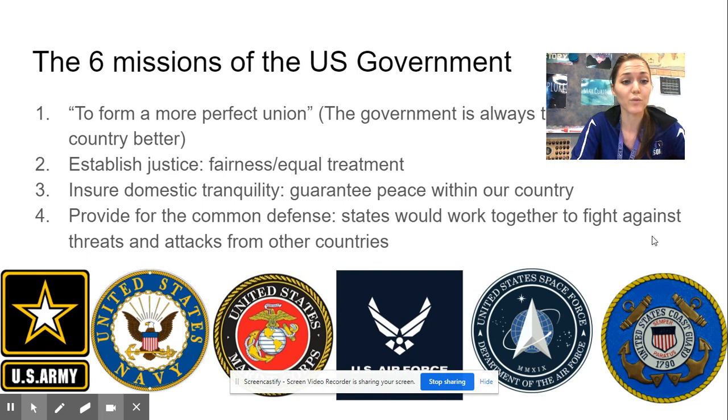All right, number 4, provide for the common defense. So this is talking about threats and attacks from countries outside of the United States. How is the federal government doing, making sure that we are being protected? Like, are you individually having to defend yourself? Are states individually having to defend themselves? Or do we have a group that will defend us that's part of the federal government? Give the government an A, B, C, D, or F for that one.